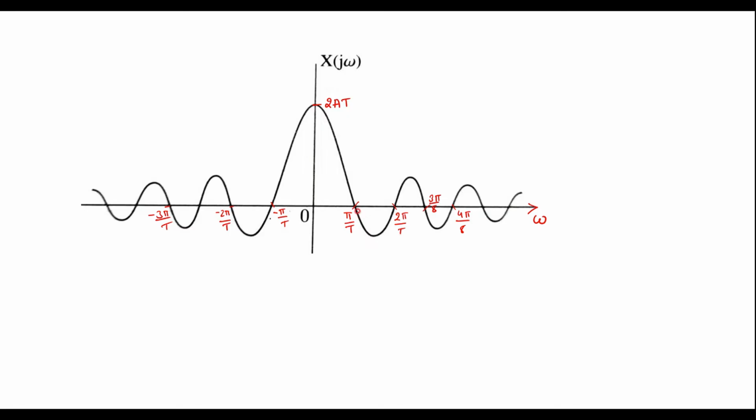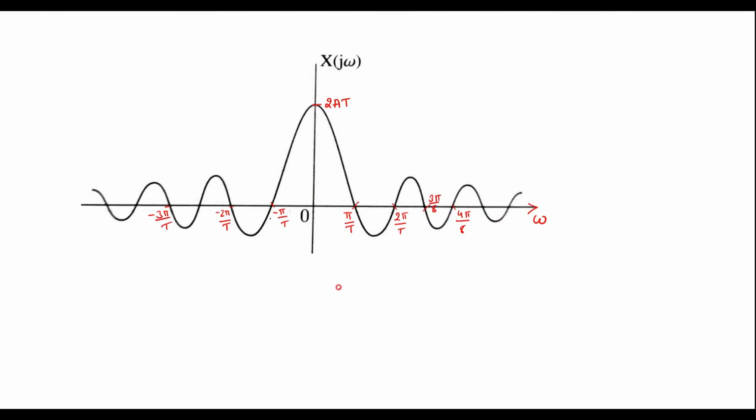So this is the graph of the sinc function. Here we can observe that this is the main lobe, that is at ω equal to 0, the magnitude or the amplitude will be very high, that is 2AT. This is known as the main lobe and these all are side lobes. As the ω value increases, X(jω) approaches 0.